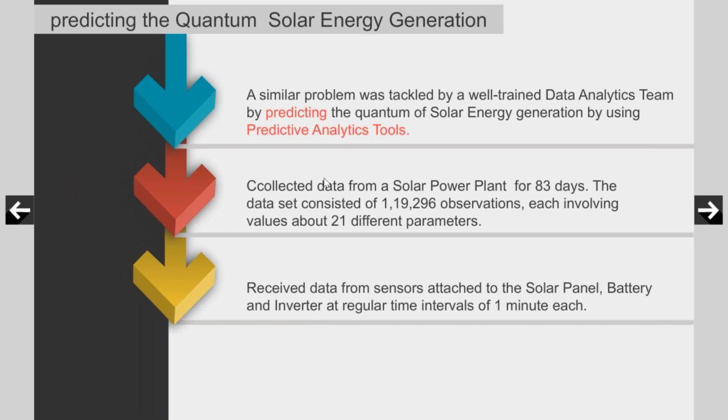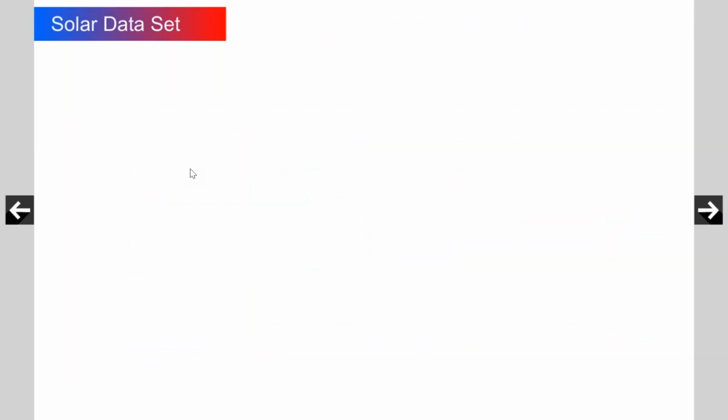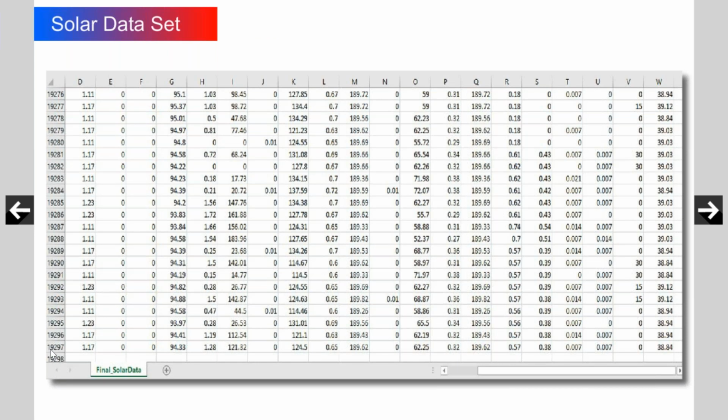So, they immediately called in a data analytics team, data science team. They collected a lot of data, as many as 1,19,000 observations. When you have more observations and when you consider more variables, also known as parameters, the prediction will be much more accurate. They received a lot of data from the sensors. Have a look at the data. So in real life, you have to deal with massive amounts of data, say final solar data.